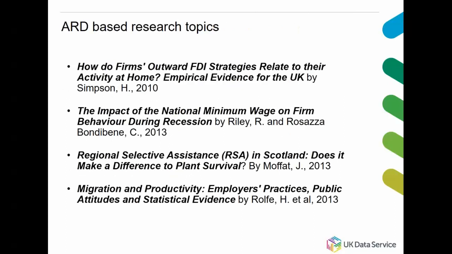So some topics that have come out of using ARD, and this really is very much a tiny snippet really. But we have the examples here of publications. We have things like outward foreign direct investment strategies, national minimum wage, regional selective assistance, migration and productivity. And as with all of these examples that we looked at, this really is a very small snapshot.